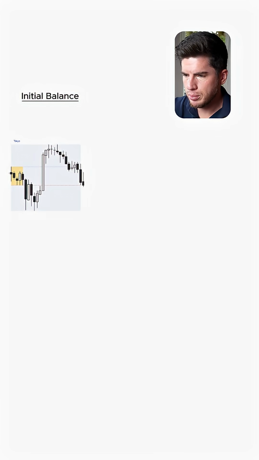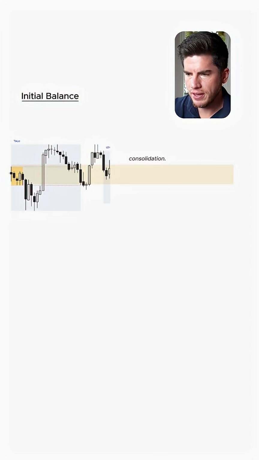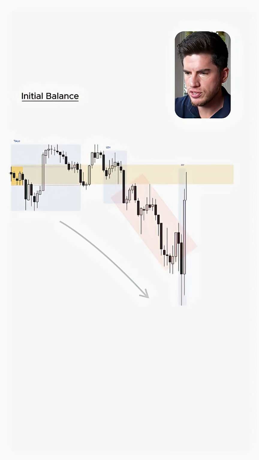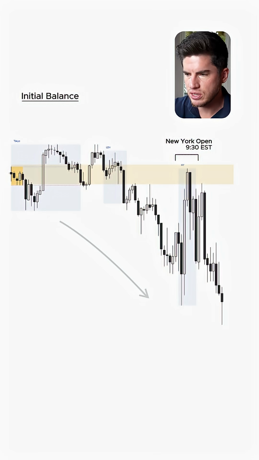In this third example, you'll notice that the initial balance is in the mid-range of the Asia session. It tries to push higher, but also fails to commit. We actually get a consolidation sideways, but it eventually commits to the downside. Then when price during New York comes back, it mitigates the initial balance and continues to the downside.